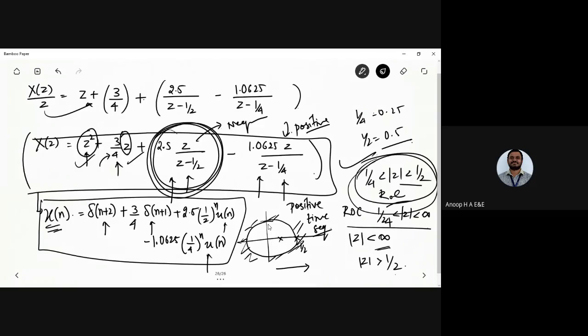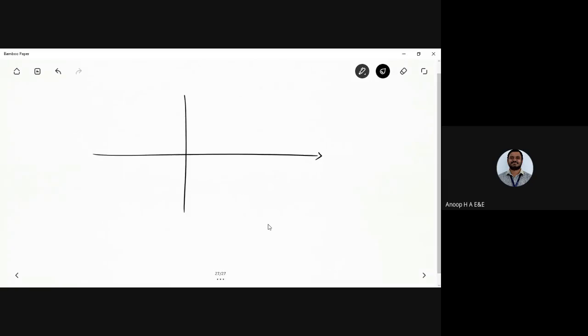Okay, so for the problem that we had solved, this is the final answer. What we have as x of n would be equal to delta of n plus 2 plus 3 by 4 delta of n plus 1 plus 2.5 times 1 by 2 power n u of n minus 1.0625 times 1 by 4 power n u of n. So please be very clear about how we write the sequence. This is the final answer for the given ROC, 1 by 2 less than mod z less than infinity. Okay, let me quickly sketch the ROC for it.